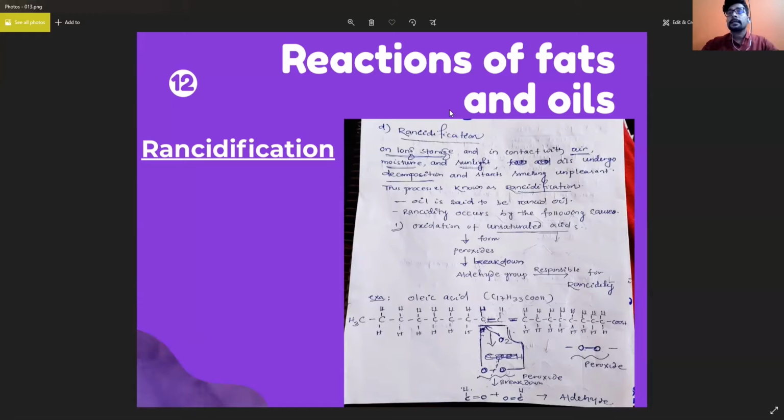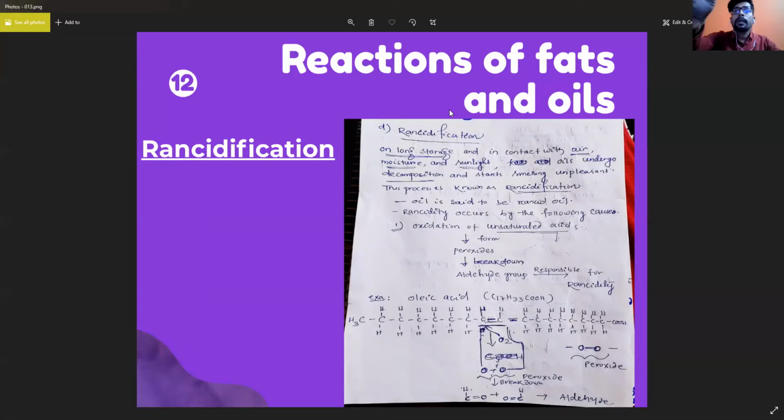Fat is not called rancid; oil is said to be rancid oil. One more thing: rancidity occurs due to the following cause, oxidation of unsaturated acid. This is the main cause of rancidification. Oxidation of unsaturated acid forms peroxide first, and this peroxide breaks down into aldehyde groups, and aldehyde groups are mainly responsible for rancidity. Here I have taken an example to explain rancidification.